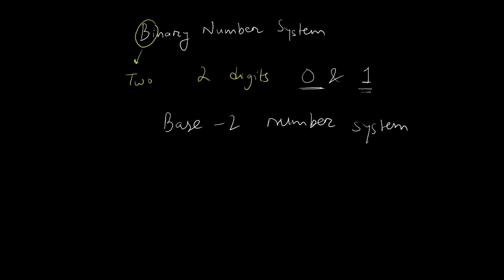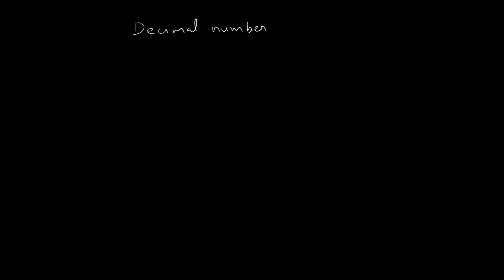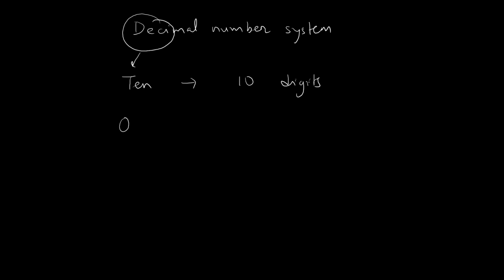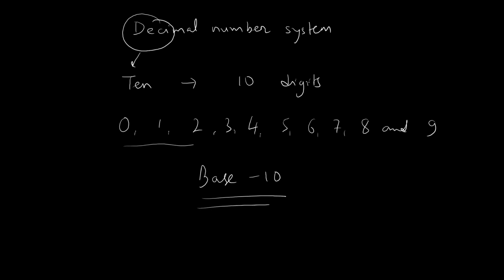We human beings do not use binary number system for counting. Rather, we use the decimal number system. Deci means 10, having 10 digits, 0, 1, 2, 3, 4, 5, 6, 7, 8 and 9. Decimal number system is also called the base 10 number system, as it has 10 unique digits.